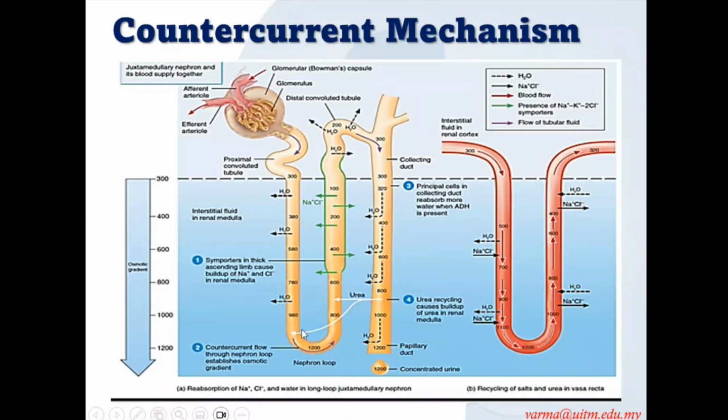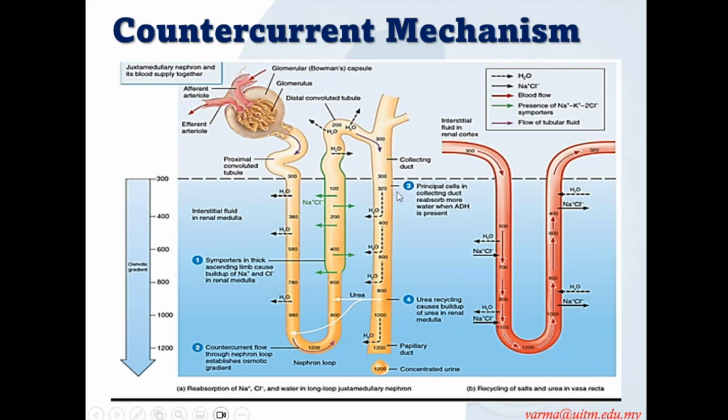So this is just to put the whole thing together and leave this picture here. I don't want to confuse you. This puts the solute and water transport mechanism in one picture. We start from here. The symporter in the thick ascending limb causes buildup of sodium and chloride in the renal medulla, because in this part sodium chloride is being reabsorbed. So this hypertonicity at the nephron loop, the countercurrent flow through the nephron loop, establishes the osmotic gradient. We talked about the ascending and descending countercurrent flow of the limb of loop of Henle and vasa recta.